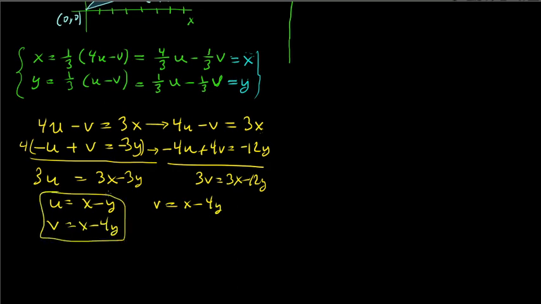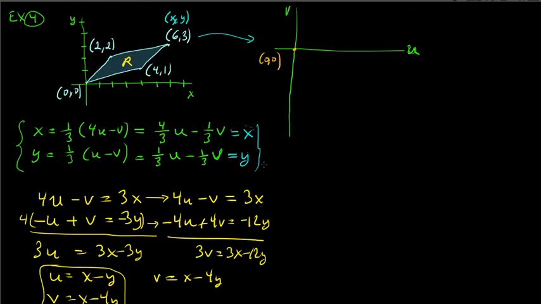Okay, so again, we didn't have to do this. We could have just done this point by point, but now you can see the ease of transforming the coordinates here. If u is just x minus y, and v is just x minus 4y, now we can see that if x and y are both 0, we get 0 minus 0, and 0 minus 4 times 0. So we still get 0, 0, in terms of u and v.